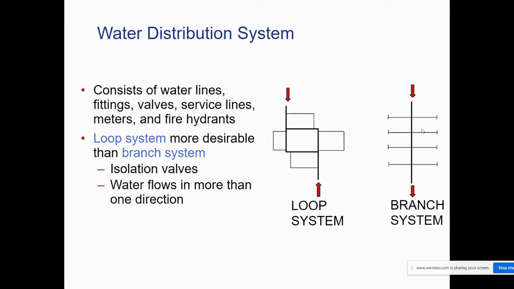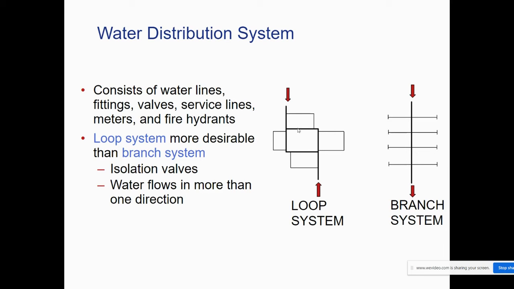The problem with this is if you have a break, say like this part right here breaks, all of these branches, all of these houses here will lose water until you fix that. All right, so a single break can cause a lot of places to lose water supply.